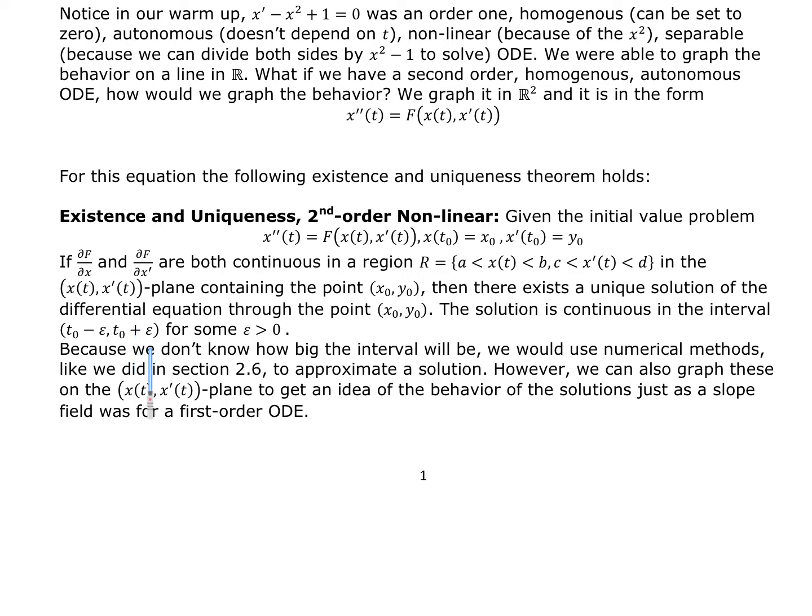This goes back to our calculus when we did the epsilon-delta proofs for some epsilon greater than 0. Because we don't know how big this interval will be, we'll use numerical methods like we did in section 2.6 to approximate the solution. However, we can graph these on the x, x prime plane to get an idea of the behavior of the solutions, just as a slope field did for the first order ODE.